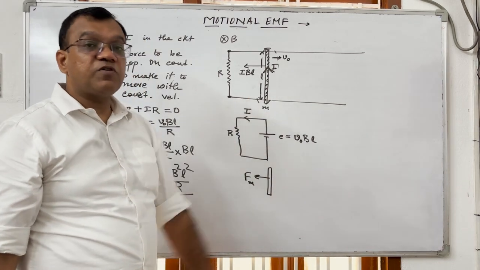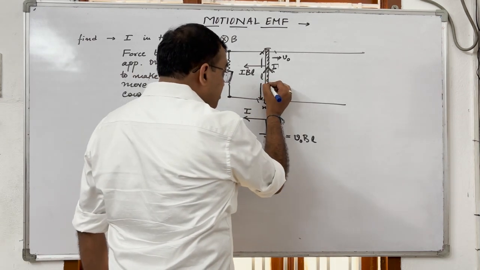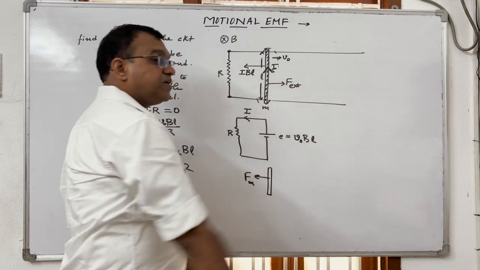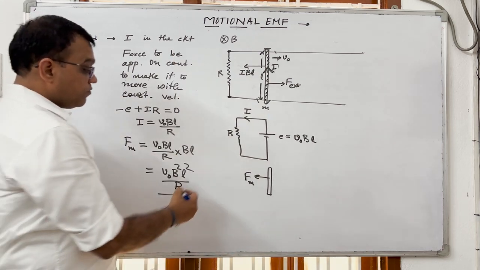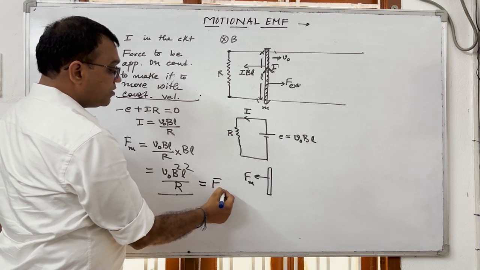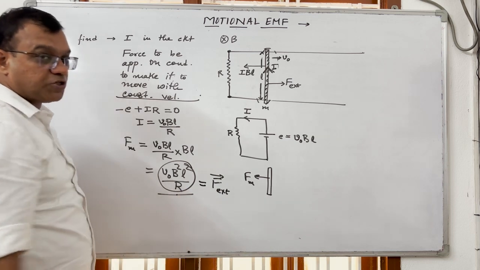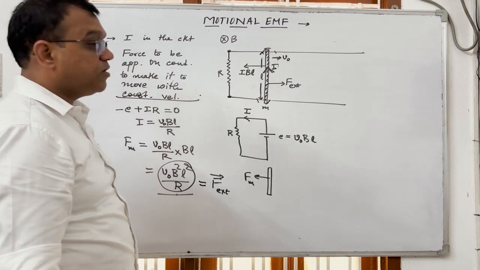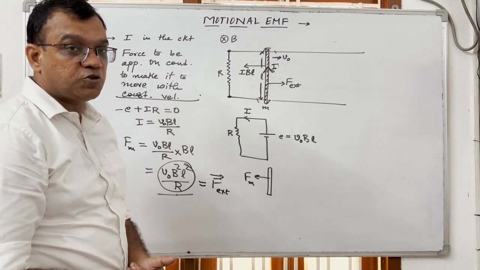But this rod is moving with constant velocity. If this rod is moving with constant velocity, some other external agent has to apply an equal and opposite force so that the net force is 0. So the force applied so that it moves with constant velocity must be equal to this value, and the direction will be opposite to Fm. Its magnitude will be B squared L squared V0 by R, and the direction is towards V0 only, towards the velocity.